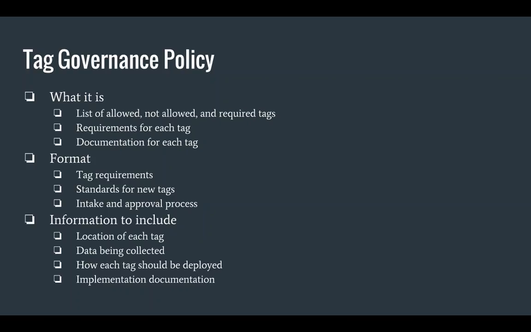What are the requirements for each tag? What type of data should be collected? Where should it be? If there are sensitive areas of a site, should everything be there? Do we need to have an advertising pixel potentially on account pages, things like that? And then also the documentation for each tag.